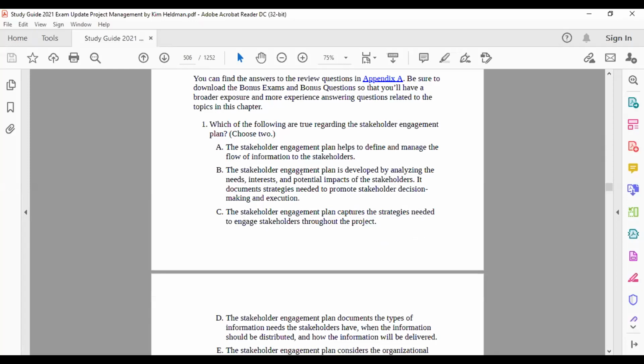Today we have chapter 6. I think this is a study guide, chapter 6, developing the project budget and engaging the stakeholders and why it is important. So question number 1, which of the following are true regarding the stakeholder engagement plan?